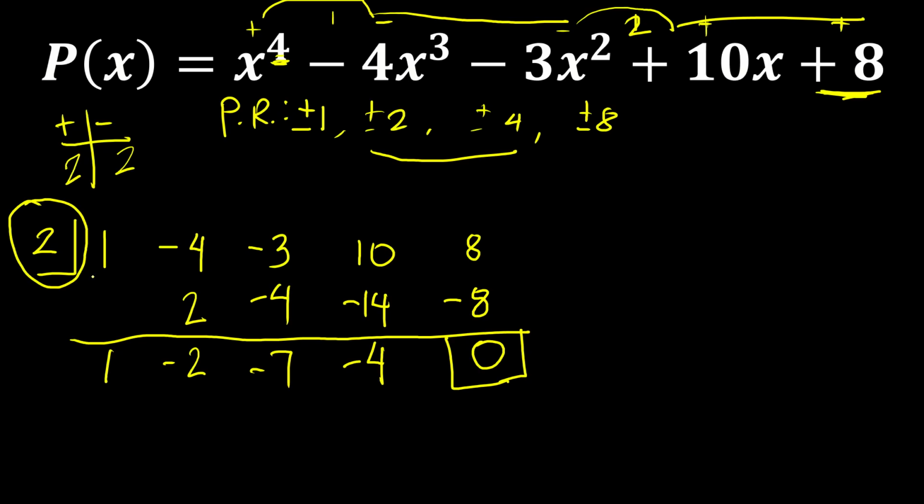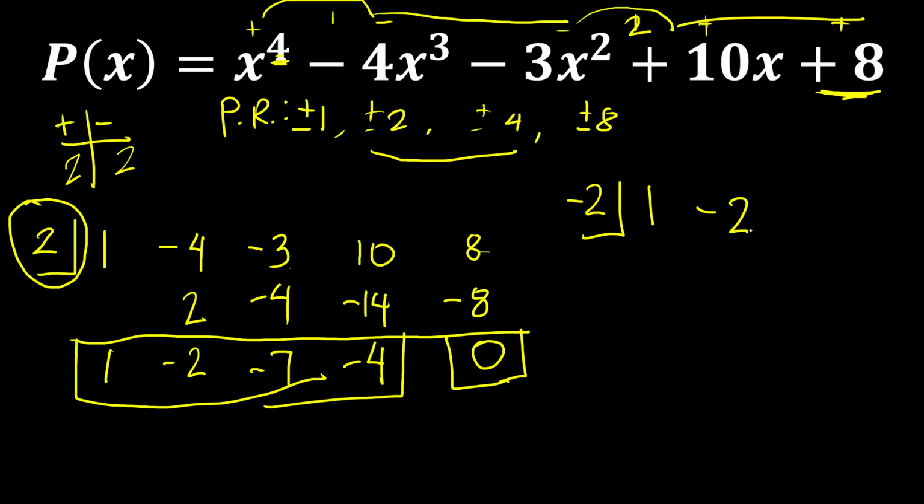Next. Alam na natin na positive 2. Try naman natin yung negative 2. Pero in this case, ito pa rin bang gagamitin natin? Yung 1, negative 4, negative 3, 10, 8. Hindi na po. Ang gagamitin na po natin is yung bago. So we have 1, negative 2, negative 7, negative 4. Ganyan po lagi para mas madali na.